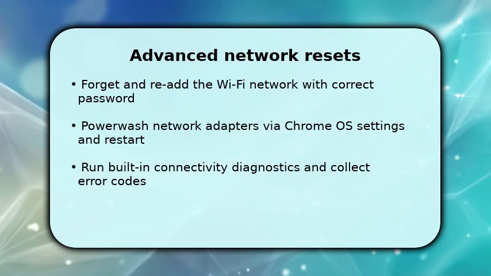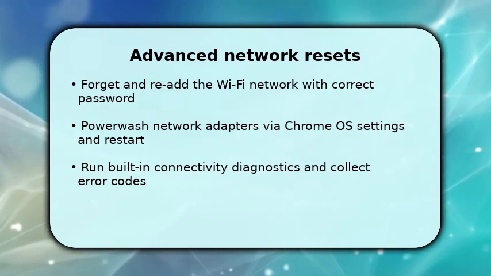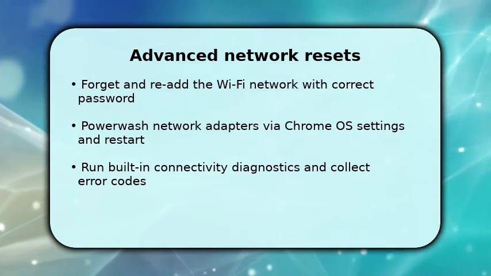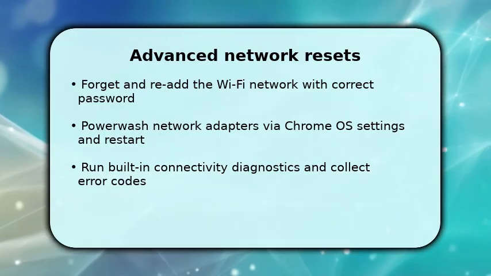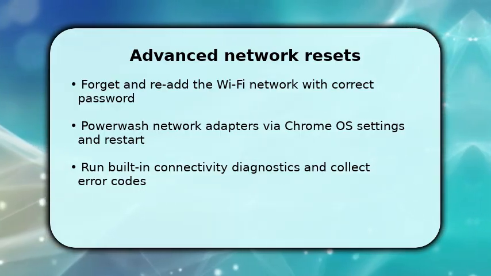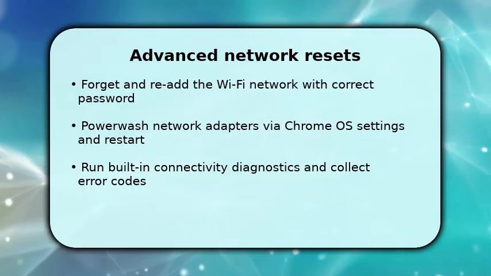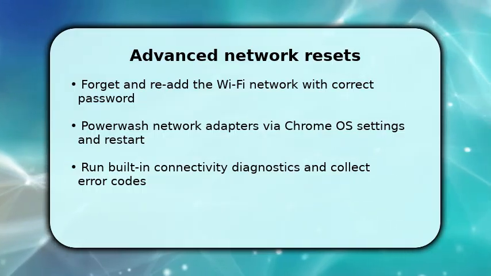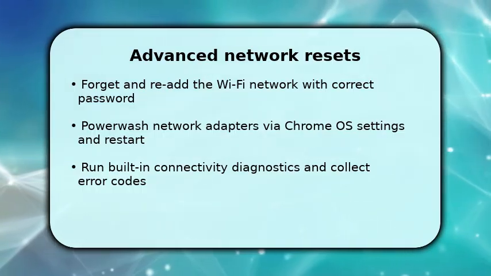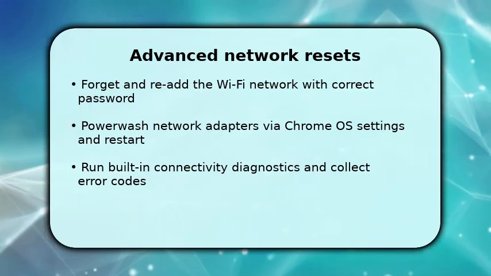Once done with basics, you forget the network and re-add it to clear saved corrupt credentials. This fixes common handshake failures. Then you reset network adapters and sign out to force fresh DHCP and DNS assignments, because stale leases often block connectivity. Use Chrome OS's diagnostics to capture error messages and codes.